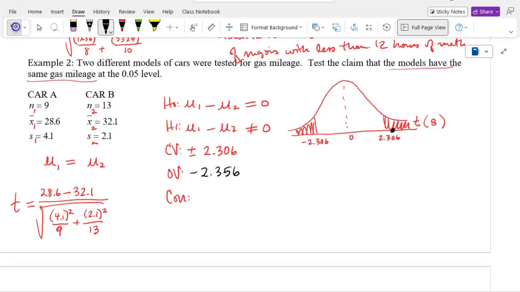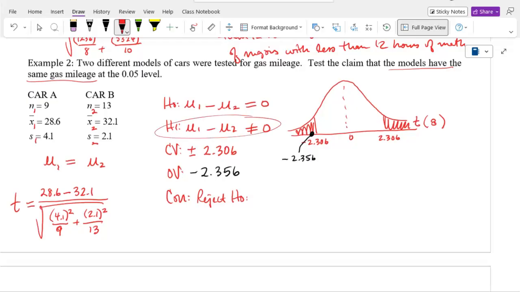That one just barely falls in the shaded region, doesn't it? So because it fell in the shaded region, we're going to reject the null hypothesis. That means we agree with the alternative.